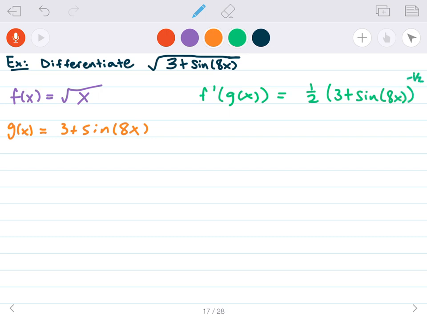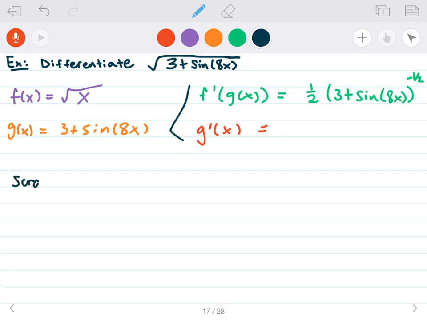The next thing we need to do is find g prime of x. With these two things, we'll be able to use the chain rule by multiplying them together. So g prime of x, well, we know the derivative of 3 is just 0. But the question is, what is the derivative of sine of 8x? Well, we need to use the chain rule there.